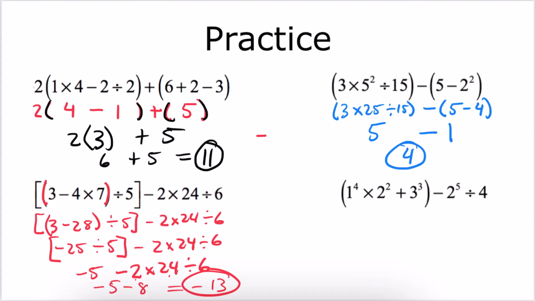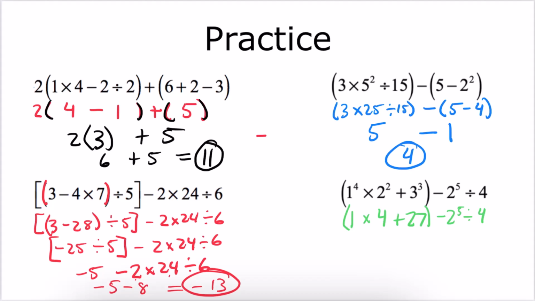And then for this last problem, I'm going to start off by simplifying the stuff in the parentheses. So 1 to the 4th equals 1, because if you do 1 times 1 times 1 times 1, that's going to equal 1. Then we multiply this by 2 squared, which is 4, because 2 times 2 is 4, plus 27, because 3 times 3 is 9, times 3 again will give you 27. And all of this is still in parentheses, minus 2 to the 5th divided by 4.